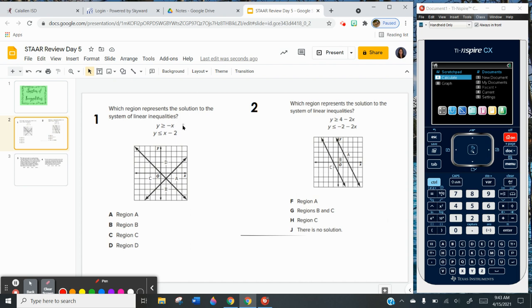So we're first going to start with this first system, which says y is greater than or equal to negative x. So here we have to determine what the y-intercept and the slope are. Since it's not adding anything, the y-intercept is 0, and the slope is -1. Looking at these two lines that are graphed, the one that has a y-intercept of 0 and a slope of -1 is this line right here.